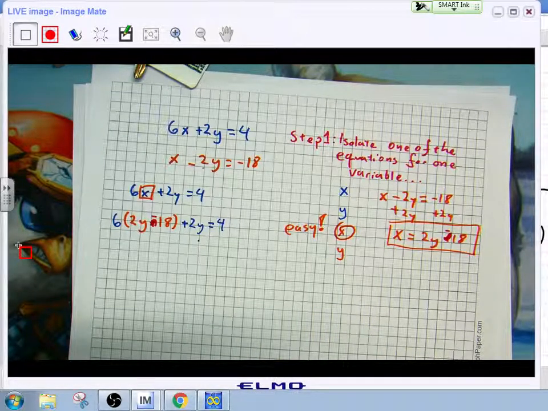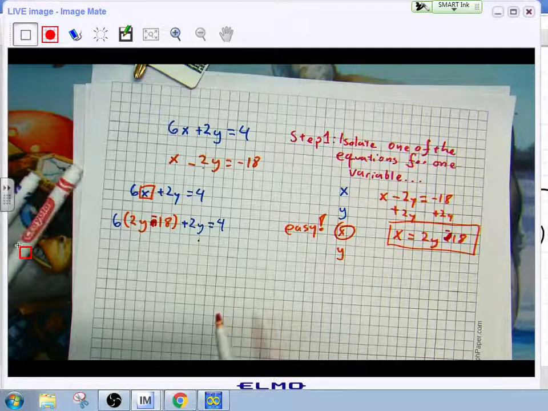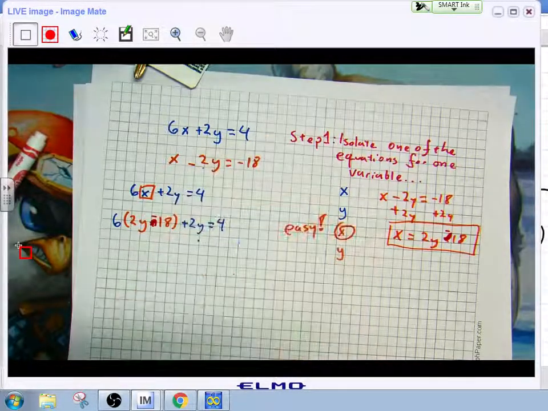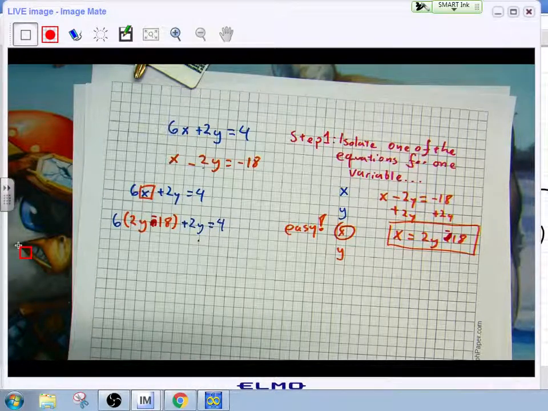Actually, never mind. You got it. I got it. You feel good? Yeah. Okay. I just slowly. Slower. No problem, man. So now, this is supposed to be a negative 18. I miswrote it. So now I'm just going to solve for y. That's all I have to do.